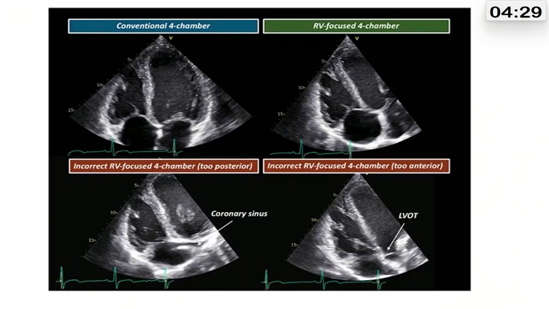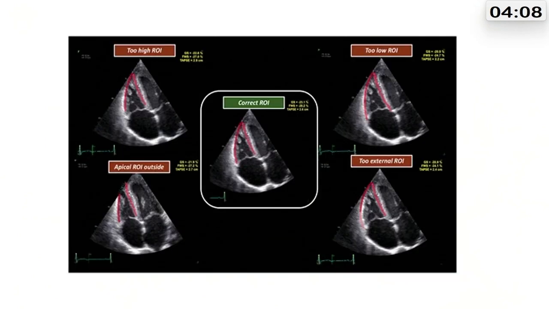Before you apply strain to the right ventricle, you have to get a conventional RV-focused chamber view, not a beautiful conventional chamber like this, because that won't give you the strain pattern. You try to avoid going too posterior, to see the coronary sinus. You avoid going too anterior, to the LVOT. When you draw your strain, try to avoid being too high, try to avoid losing the apex, try to avoid being too low, try to avoid being too external, and then this is actually the correct way you draw your strain in the right ventricle.